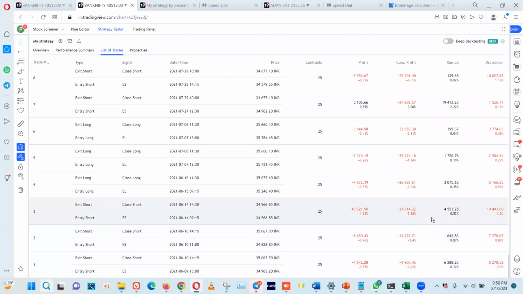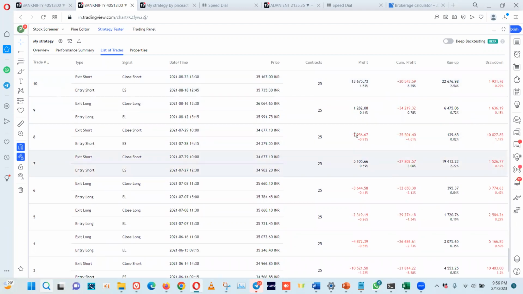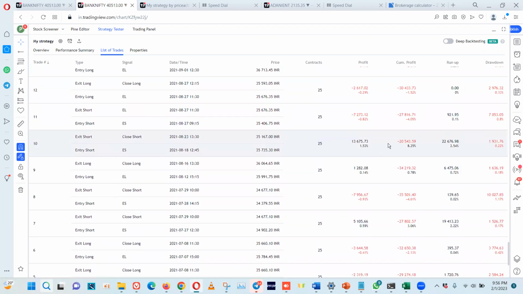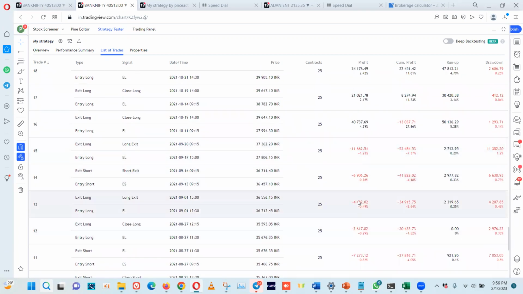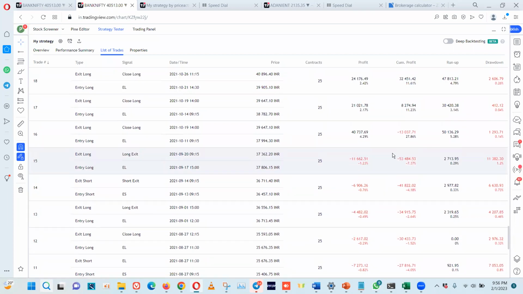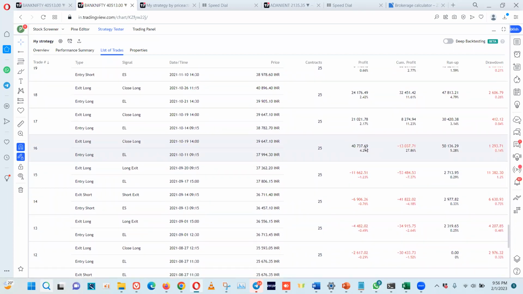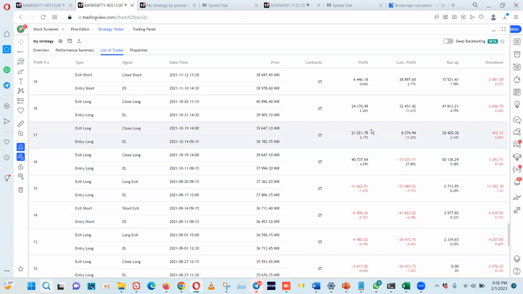Here we have 4,000, 11,000, 21,000. It is increasing. Most of the time it is increasing, with just 2-3 minor profits. But most of the time the losses were increasing, but still all the losses were small losses. And here we have one trade which has given 40,000, another trade which has given 21,000, and these 2 trades have taken away the losses from all the previous 15 trades.